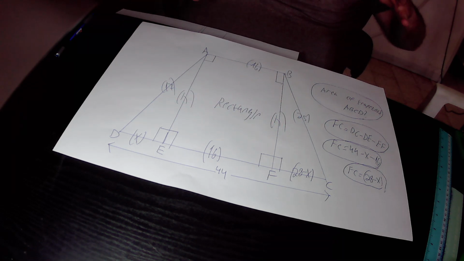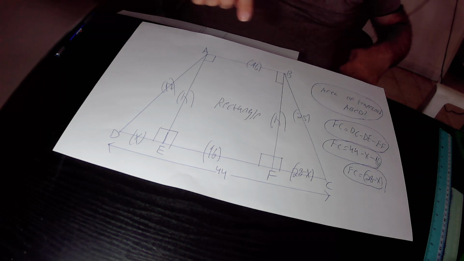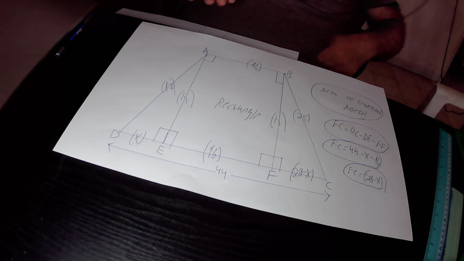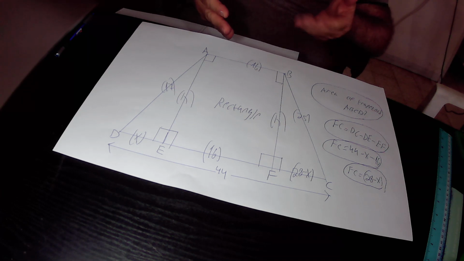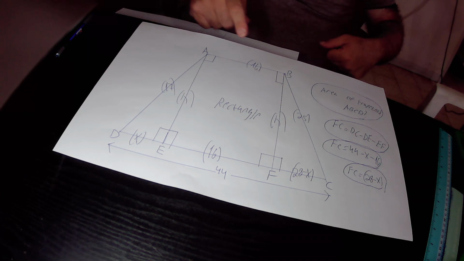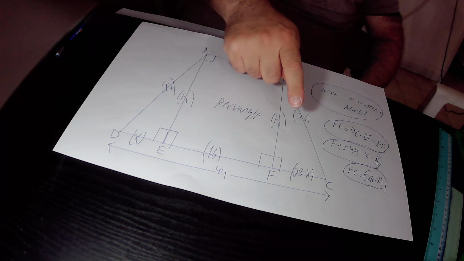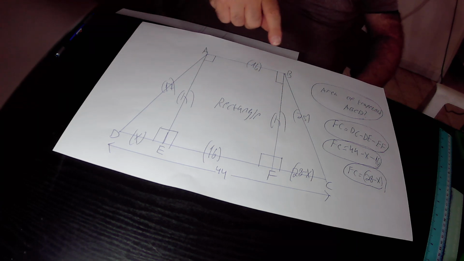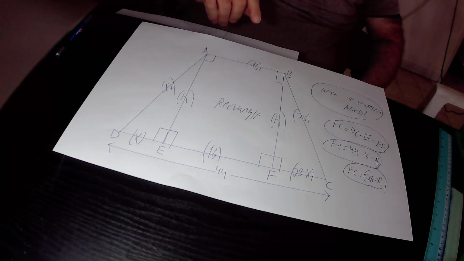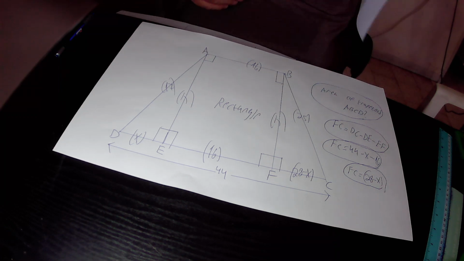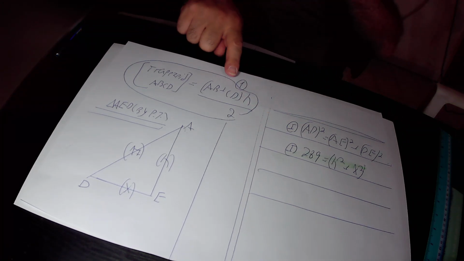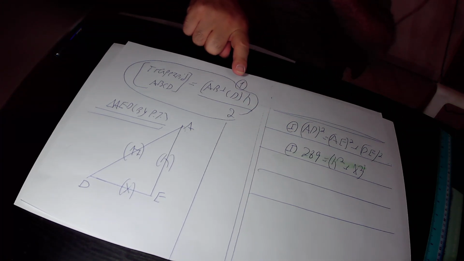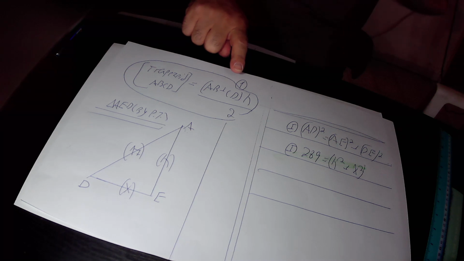The area of any trapezoid equals the sum of its two parallel bases times the height over 2. Therefore, the area of this trapezoid ABCD must be equal to the sum of its two parallel bases, that is AB plus DC, because AB is parallel to DC, times the height h over 2. The height h must create 90 degrees with the two bases AB and DC.